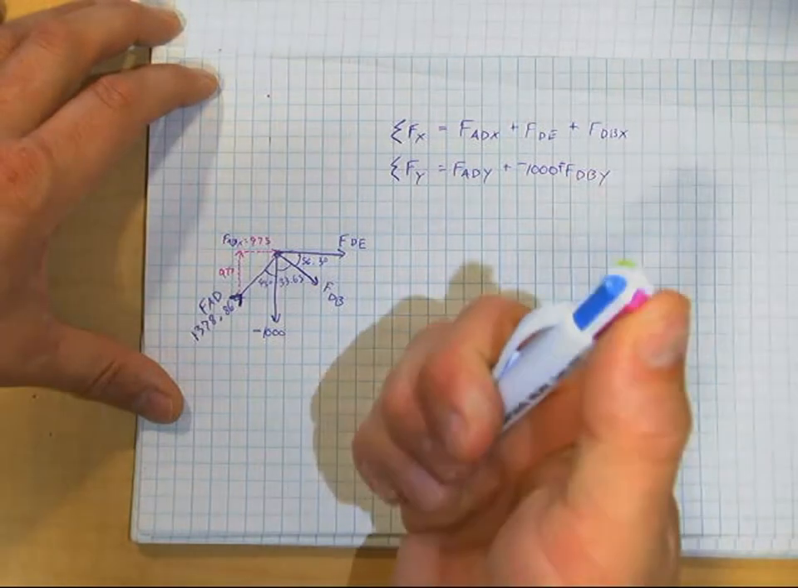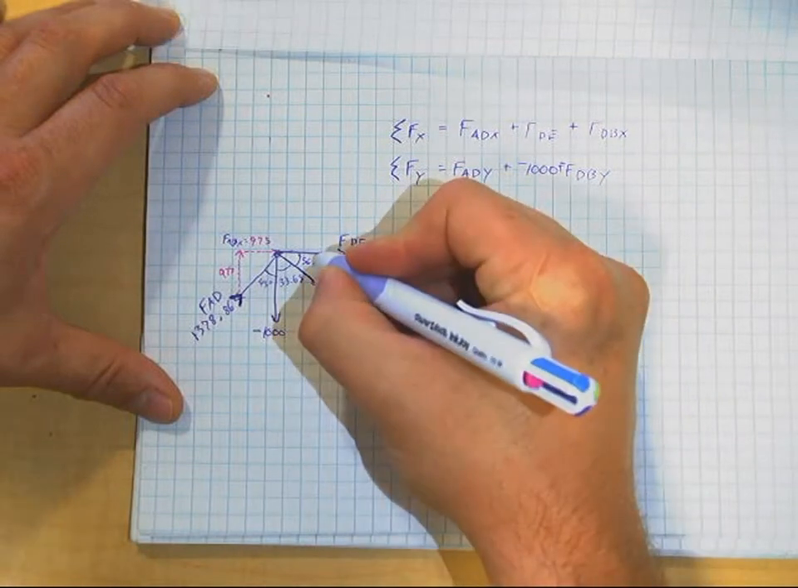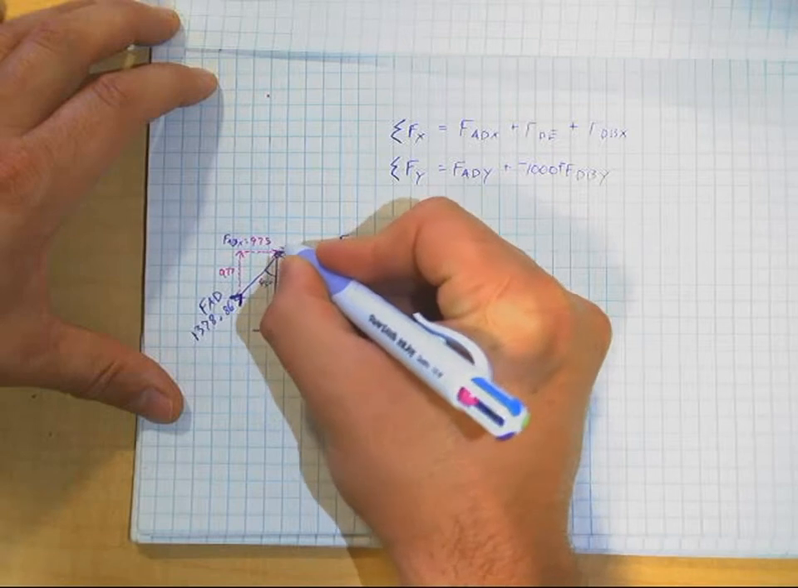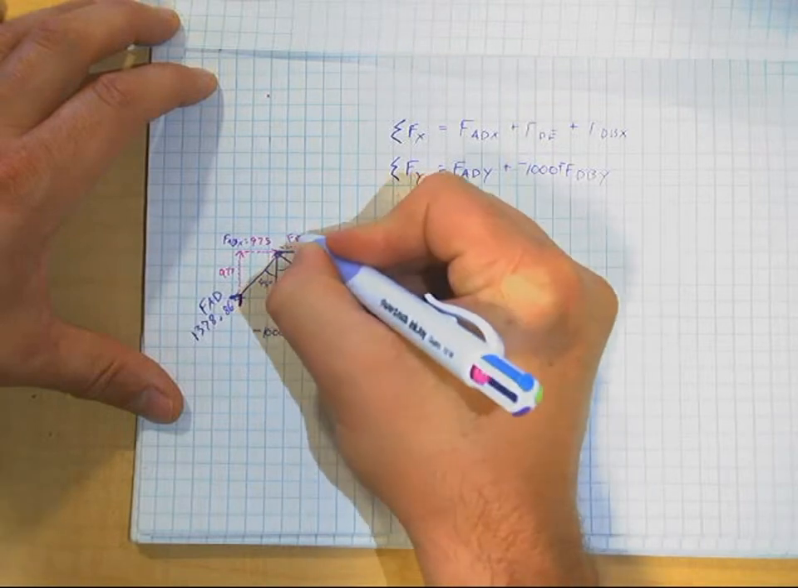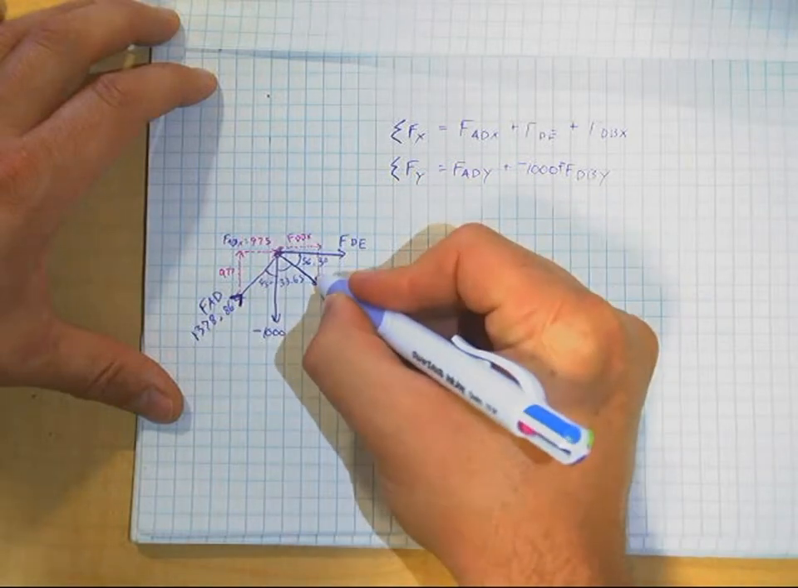So this FDB is our next one. We assume that we have a force FDBX, which I'm just going to draw kind of above here. So we have our FDBX, and then we have our FDBY.